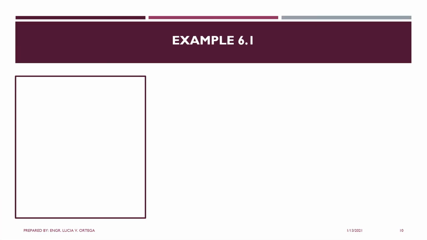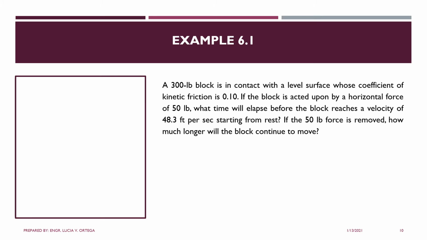So let's have a sample problem. A 300-pound block is in contact with a level surface whose coefficient of kinetic friction is 0.10. If the block is acted upon by a horizontal force of 50 pounds, what time will elapse before the block reaches a velocity of 48.3 feet per second, starting from rest? If the 50-pound force is removed, how much longer will the block continue to move?